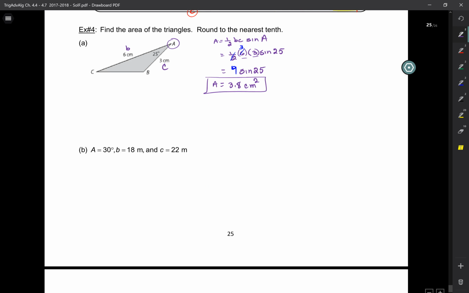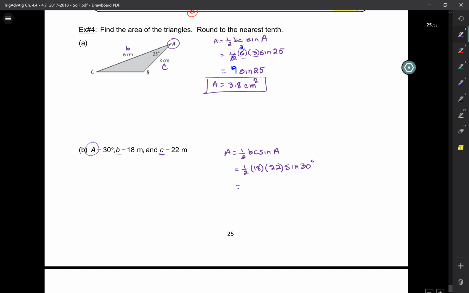All right, let's do this last one. You're not given a diagram. Do you need to draw a diagram? Not really. Let's see what we have. We have little b, we have little c, and we have capital A. It's the same one. So it's A equal to half 18 times 22 times sine of 30 degrees.